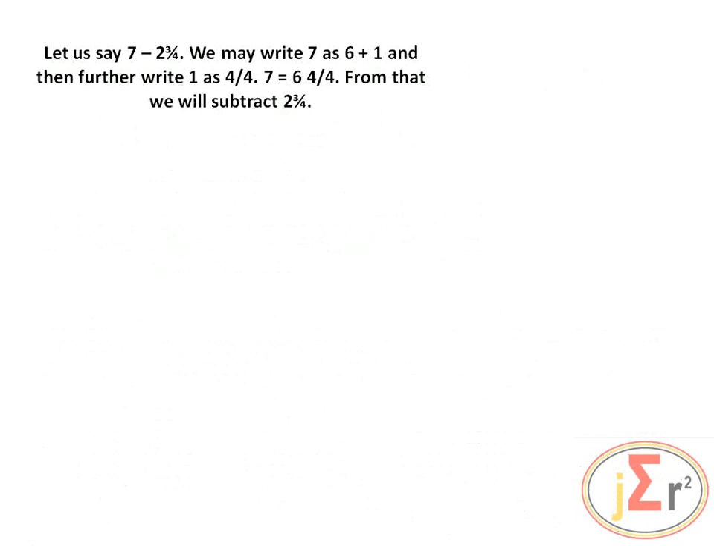Let us say that 7 minus 2 and 3/4 is the problem that we have. We may write 7 as 6 plus 1 and then further write 1 as 4 over 4. Then we say 7 is equal to 6 and 4 over 4. From that we will subtract 2 and 3 over 4. So 7 minus 2 3/4 is written as 6 and 4/4 minus 2 and 3/4.